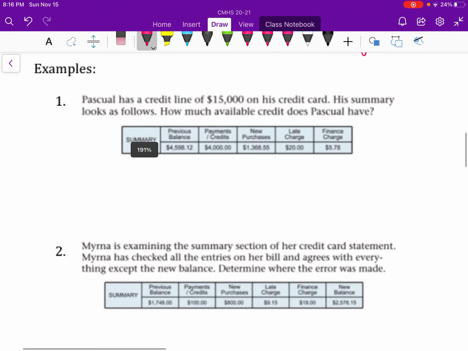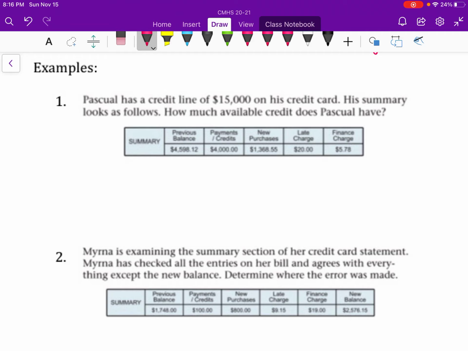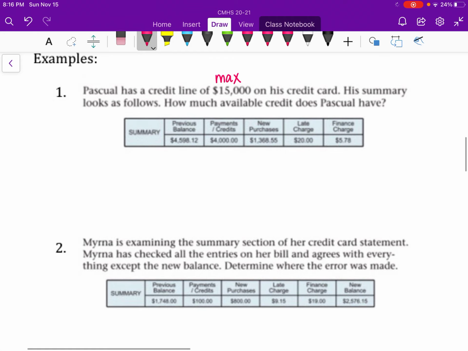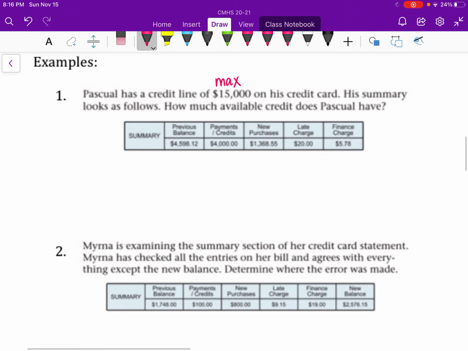Example 1 says Pasquale has a credit line of $15,000. So this, remember, is his max. His summary looks as follows. How much available credit does he have? So remember, to find available credit, we do the max, and then we subtract the new balance. This one does not have a new balance, so we're going to have to find it.